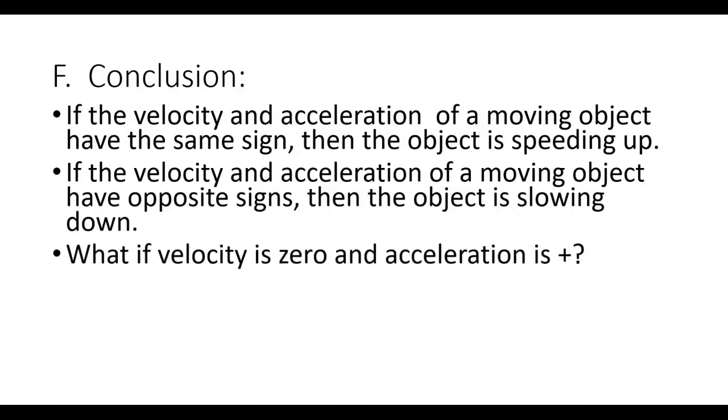But what if the velocity is 0 and the acceleration is positive? What would happen? Well, think back to the story of the man with his dog. If his velocity is 0, what does that tell us about the man? That means he's not moving at all. If the acceleration is positive, that tells us about his dog. That means it's pulling him to the right. So what does that tell us? That would mean that the man is going to start moving to the right, right?